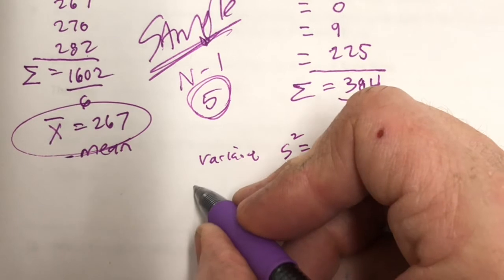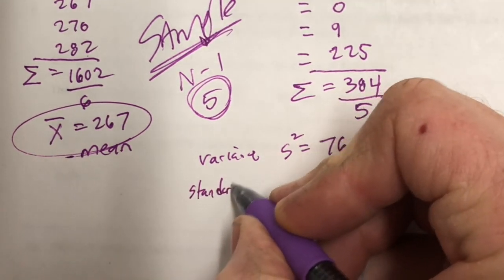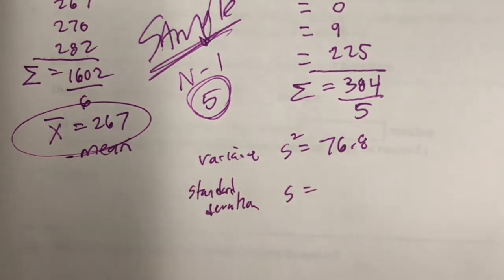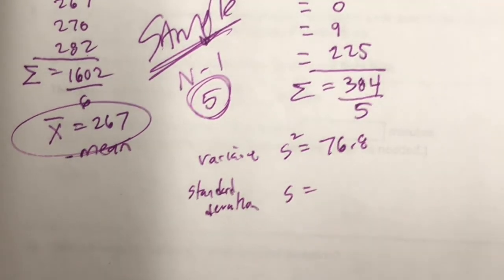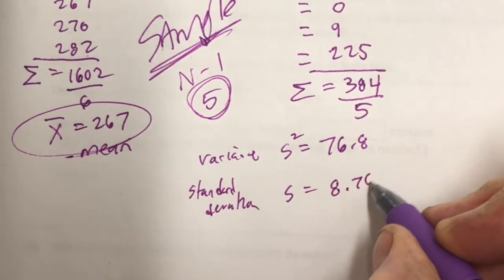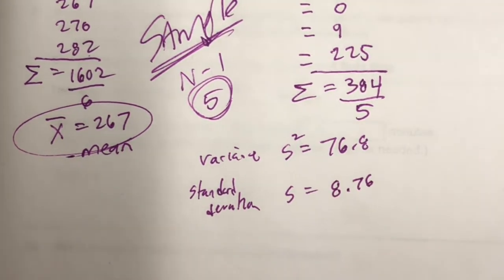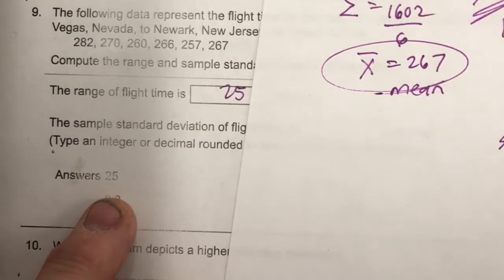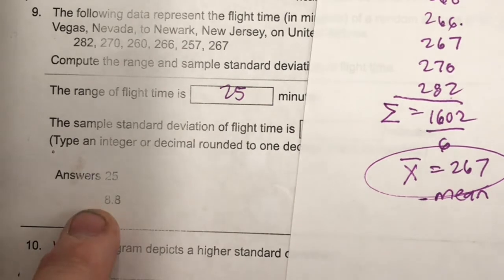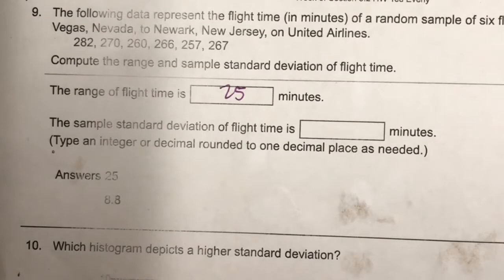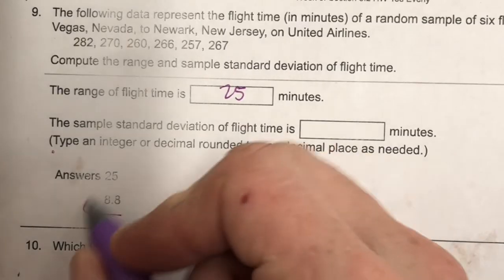And now I do the square root of that for my standard deviation, which is 8.76. All right, so let's see if we got this right. 25 was the range, and the standard deviation rounded to 1 decimal place. The 6 would make the 7 go up to 8, so 8.8 is right. There you go, 8.8.